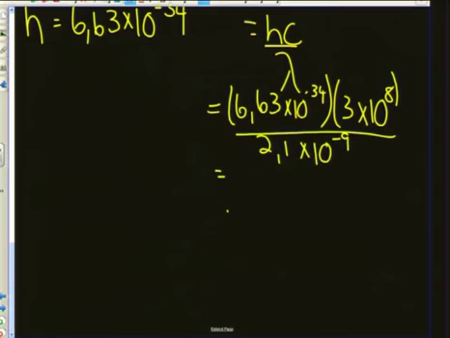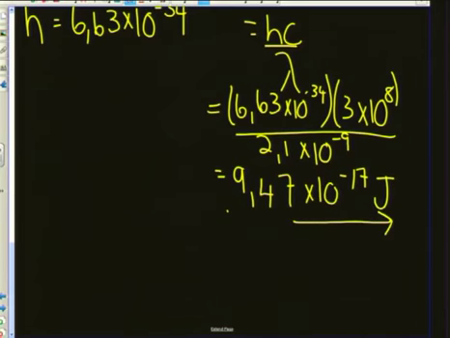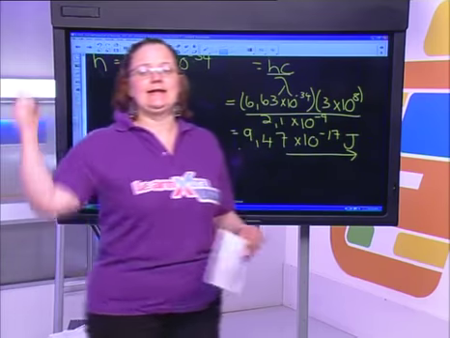9.47 times 10 to the minus 17. They wanted the energy of a photon, so that is joules. Tiny, tiny, tiny, tiny, tiny.